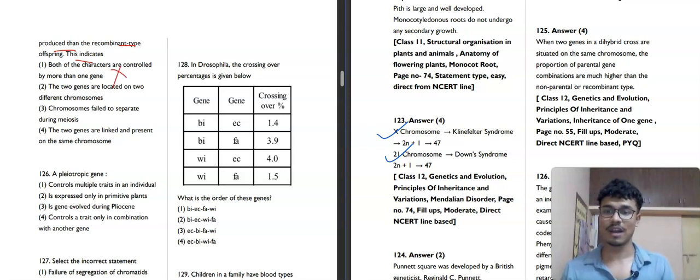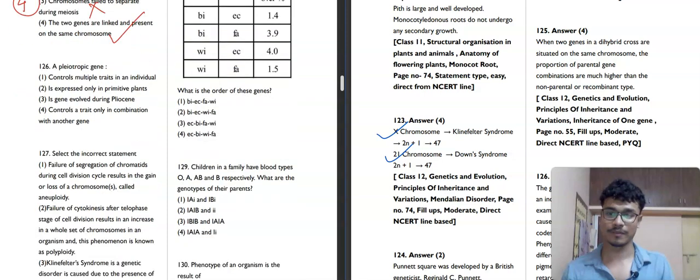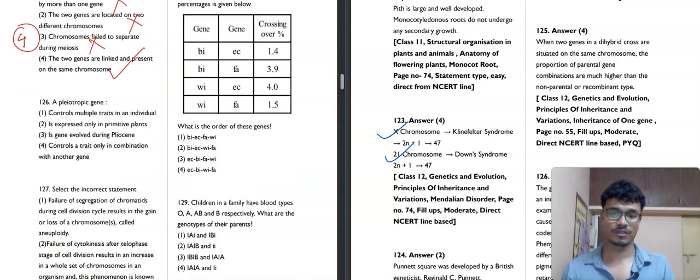Then, the two genes are located on two different chromosomes. If two genes are located on two different chromosomes, then there will be more recombinant types, not more parental types. So this is also incorrect. Then, chromosomes failed to separate during meiosis. This is also irrelevant. The two genes are linked and present on the same chromosome is absolutely correct. So the fourth option is our correct answer, because of this, more parental type than recombinant type. Now we will move towards the next question, question number 126.